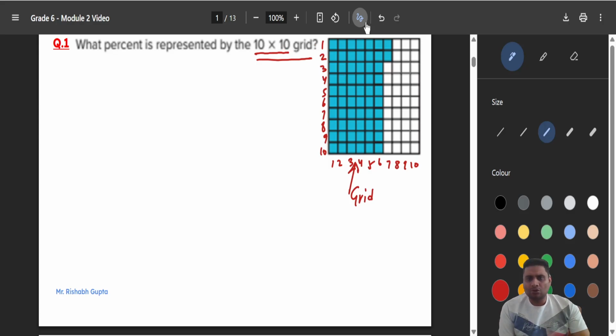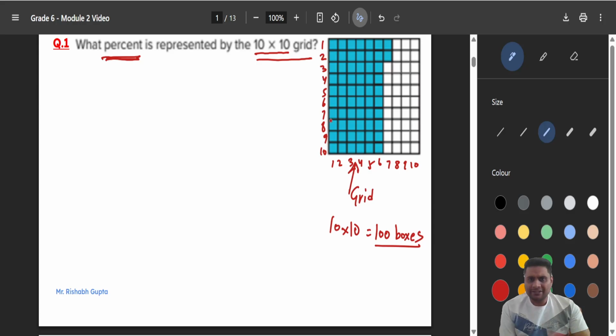So total how many boxes are here in this grid? 10 multiply 10, like 10 like this, 10 like this. So multiply them, equals 100 boxes. Okay, so in this grid I have total 100 boxes. Now he said represent the grid in the percent form. In the percent form. So let's see how many boxes are colored with blue.